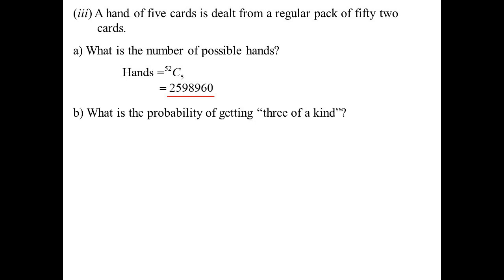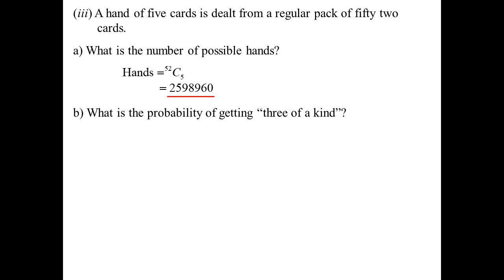Card games. A lot of card games, how you win are based on the probability of a particular hand happening. So you get a hand of 5 cards dealt from a regular pack of 52 cards. How many different hands could you get? Well, there's 52 cards. We're going to select 5 of them. There's actually quite a few different hands you could be dealt in this game. 2,598,960. What's the probability of getting 3 of a kind?